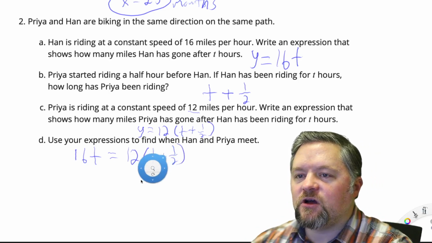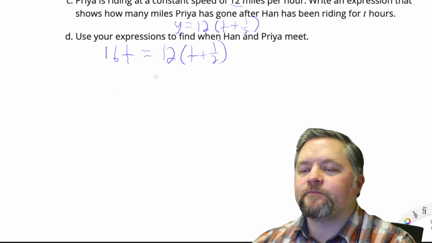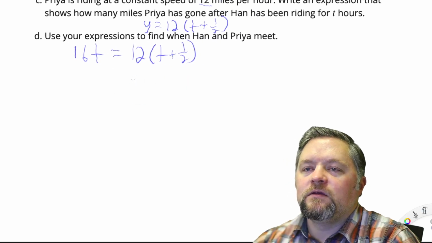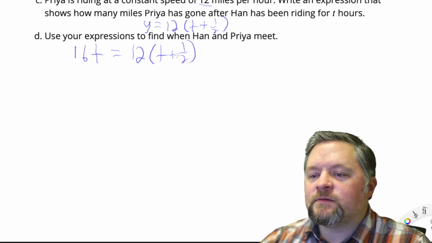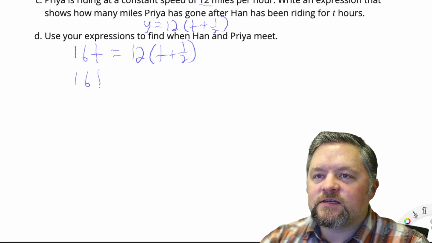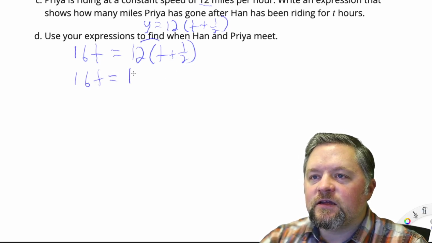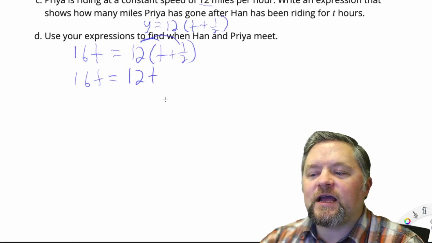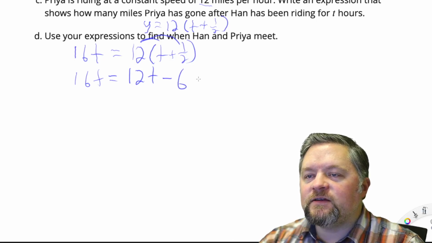Now let's just solve this equation. Okay, we got space underneath it. 16t equals 12 times the quantity t plus 1/2. Well, we can't do anything to this side yet, but what we can do is distribute over here. 12 times t is just 12t. 12 times 1/2. What's half of 12? I believe that's 6.